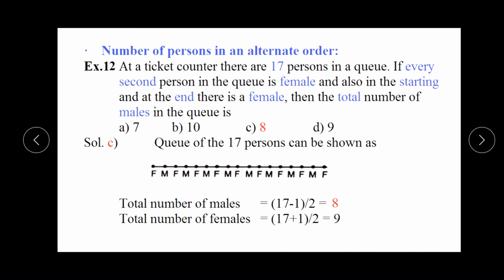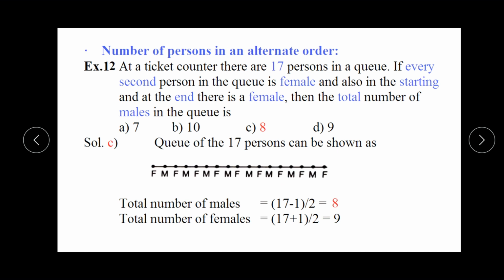If the even number is on the previous position, to find out the previous position, what will we do? We will subtract 1. That time also we can get the previous position. 17 minus 1, that is 16. And what will we do now? We will find out the average. Average, why? Because at alternate positions males are present. That's why we will divide by 2. There are 8 males. Okay.